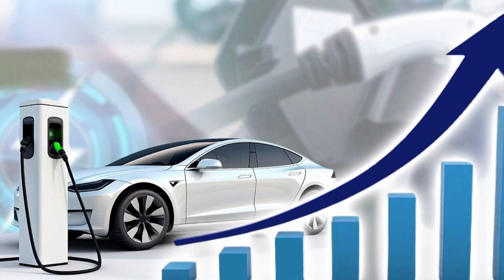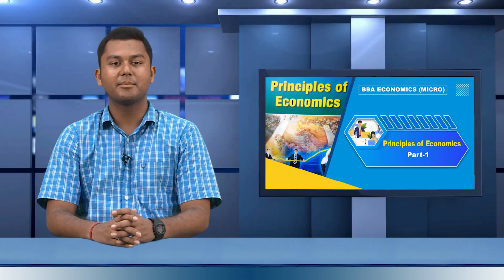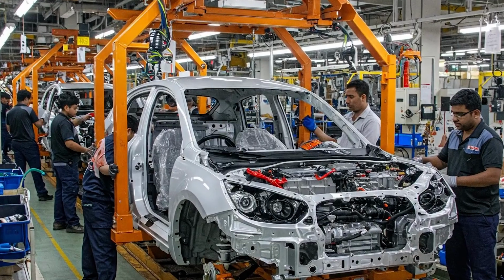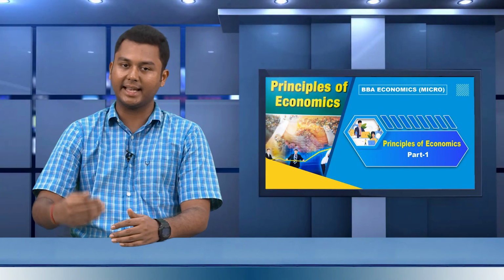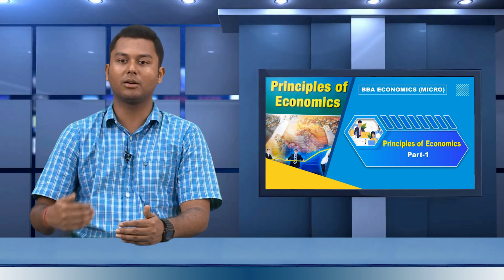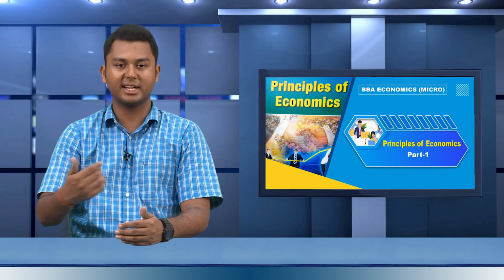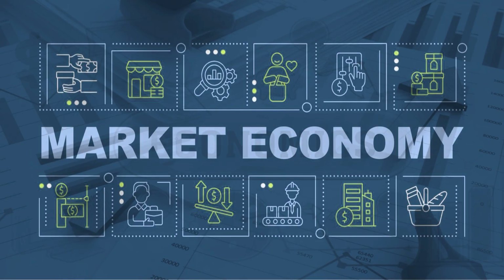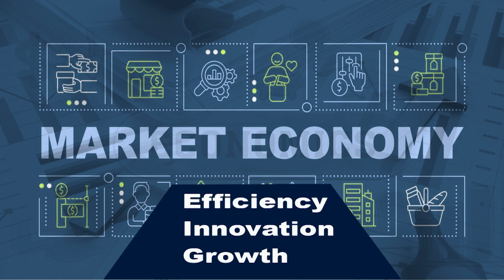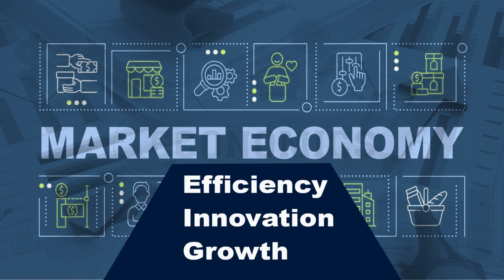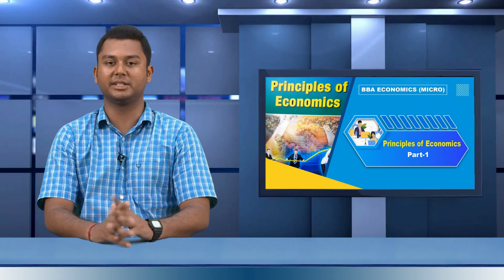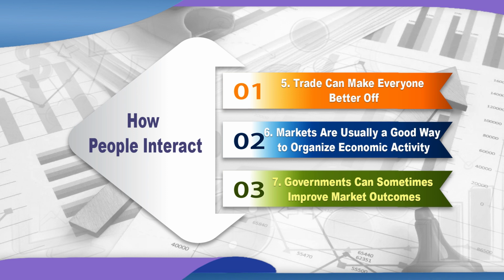For example, if the demand for electric vehicles rises, prices will rise, encouraging manufacturers to increase production. The market thus responds dynamically to consumer preferences and allocates resources to their most efficient use without centralized planning. Market economies have generally outperformed centrally planned ones in terms of efficiency, innovation and growth. However, markets are not perfect, and this leads to the next principle, that is, governments can sometimes improve market outcomes.